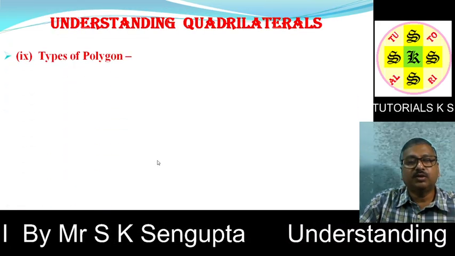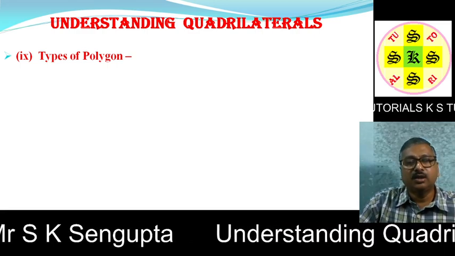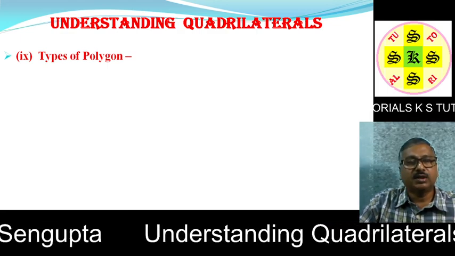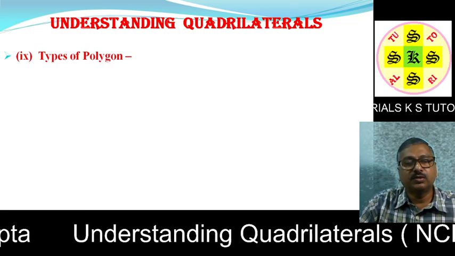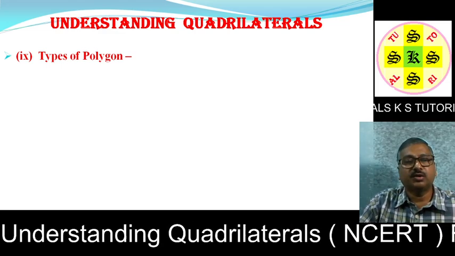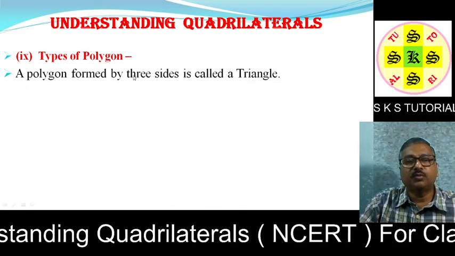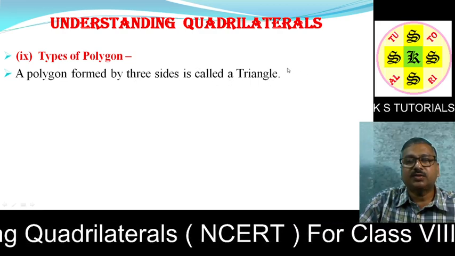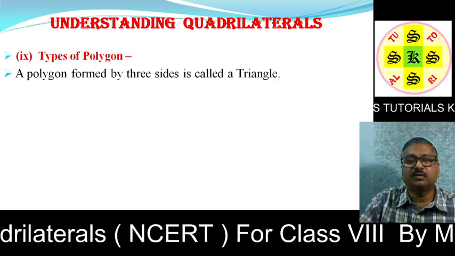Now types of polygon. So what are the different types of polygon? Already we defined, one is convex and concave. Now concave we will not discuss further. Whatever we discuss in future will be only on convex polygons. Now on convex polygons, if a polygon is formed with three sides, it is called a triangle. That is, depending on the number of sides, the polygons are further divided into different names.